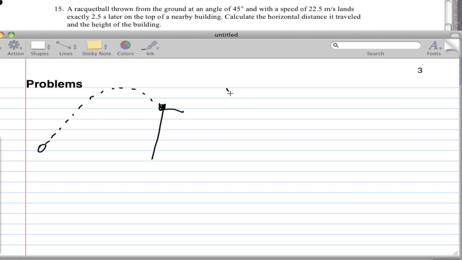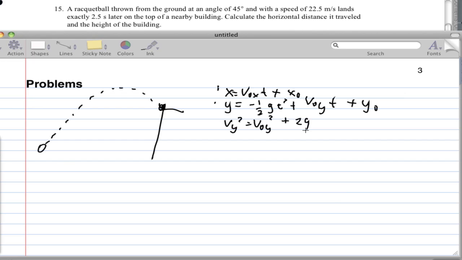So here's the deal. We have x equals v naught x t plus x naught. We have y equals negative 1/2 g t squared plus v naught y t plus y naught. And there's two other y equations, but I want to see if we can get away with using just these, and we'll bring in the other equations later. So I'll write them down though. So vy squared equals v naught y squared plus 2g y minus y naught. Actually, it's minus 2g y minus y naught. And we have vy equals negative g t plus v naught y. So hopefully just going through this packet, you're memorizing a lot of these.